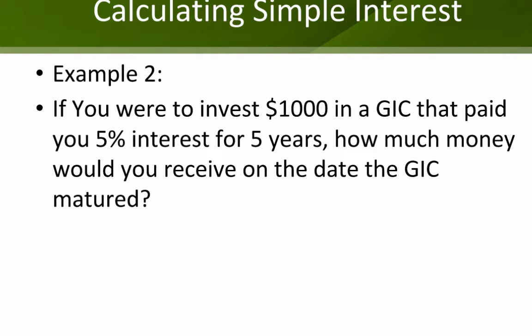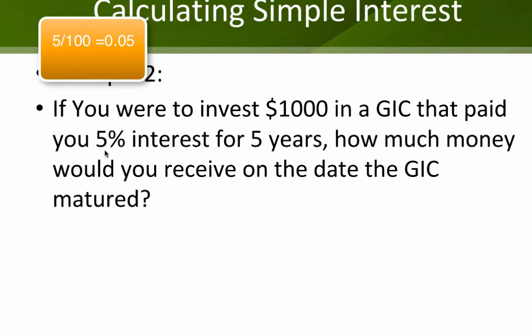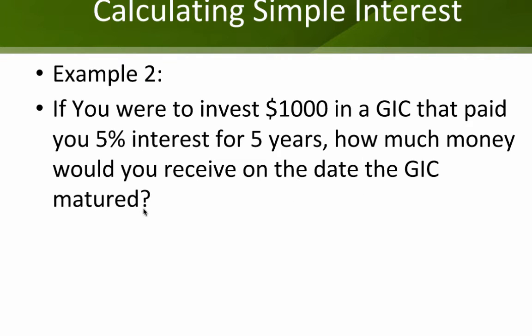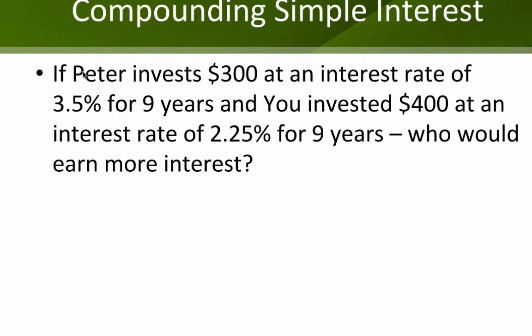So example 2 is on your worksheet, and the table is pretty much built for you. You just need to put in your formulas. So this one is if you were to invest $1,000, that's your principal, in a GIC, Guaranteed Investment Certificate, that paid you 5% interest, so that's going to be 0.05 interest for 5 years. How much money would you receive on the date the GIC matured? So that means you have to add at the end, again, like we did in the other one, your interest to your original principal.